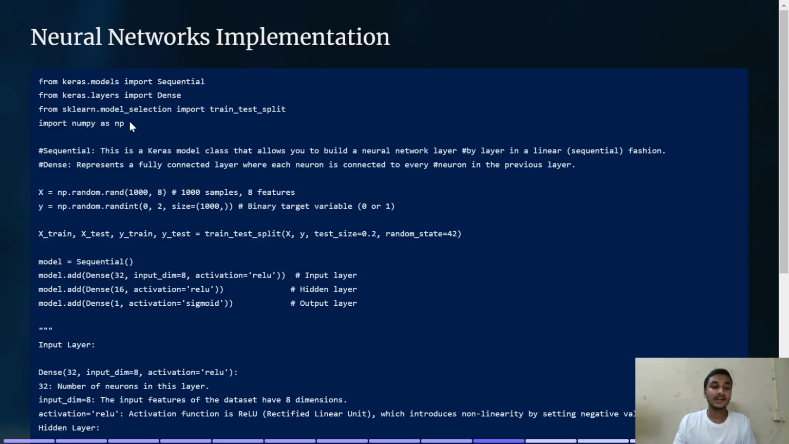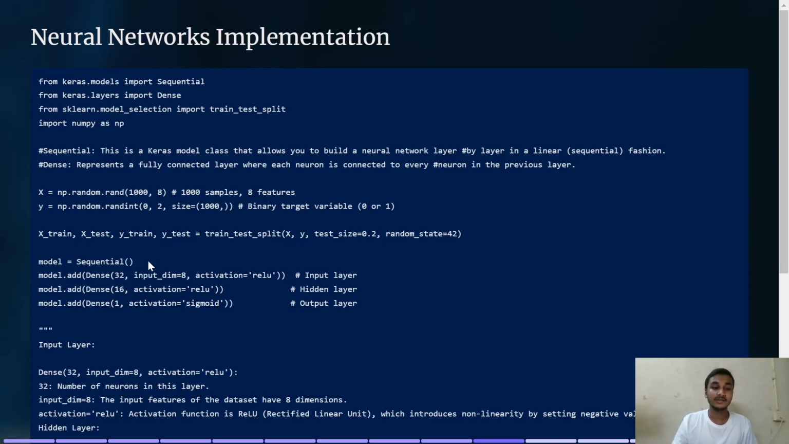Then we import NumPy. Okay, so we are generating random samples using np.random.rand. We have generated 1,000 random samples with 8 features, and this is y, which is the binary target variable, and we are generating it with np.random.randint(0, 2, size). So it will be 0 or 1 because it is binary. Then we are splitting the data set into test and training. Test size is 0.2.